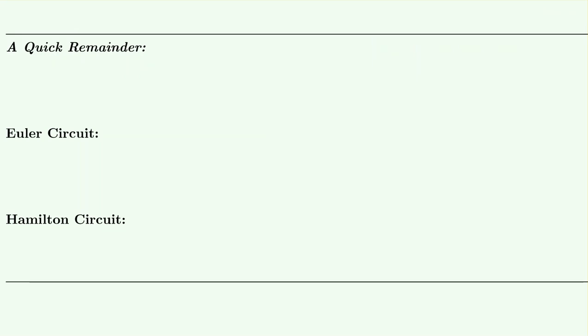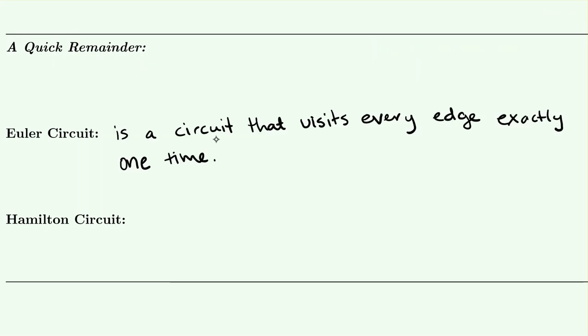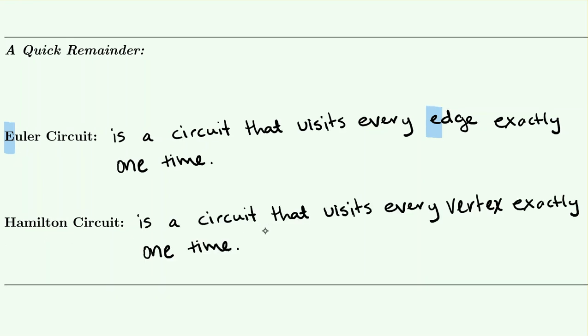Now, as we go through these lessons, I recommend you do keep the different circuits straight, either an Euler circuit or a Hamilton circuit, and this might just be a quick way to remember which is which. For an Euler circuit, we have a circuit that visits every edge exactly one time. So remember Euler, edge. A Hamilton circuit is a circuit that visits every vertex exactly one time. So Euler circuits visit every edge exactly one time. Hamilton circuits visit every vertex.